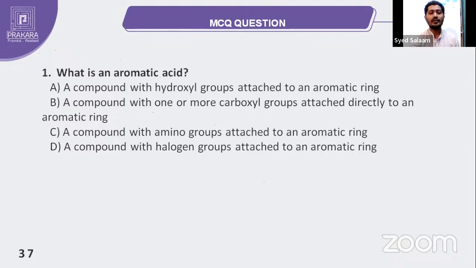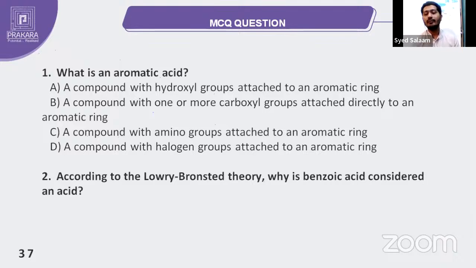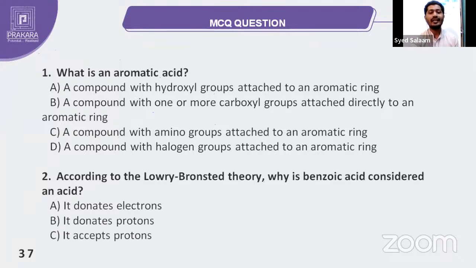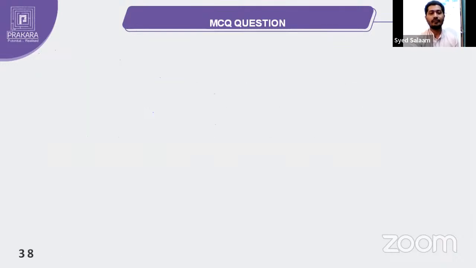Likewise, another question. According to Lowry-Bronsted theory, why is benzoic acid considered an acid? It is a very simple answer. You might be knowing. I'm not going to disclose the answer here. You should be answering it. Okay. So it donates electron, it donates proton, it accepts proton, or it accepts electron. So why is it a Lowry-Bronsted acid?